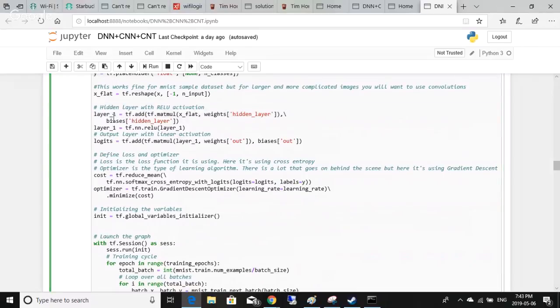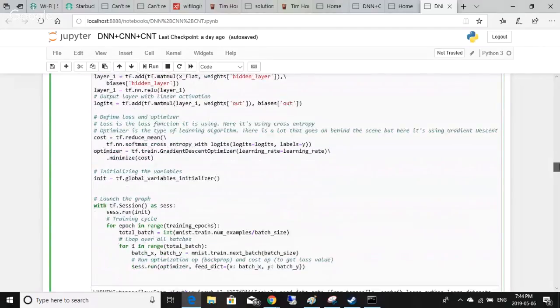Okay, so essentially it's a linear equation of a flattened x times your hidden layer weights, and then adding the hidden layer bias, and then here you have the activation, and the output layer has its bias. Output.